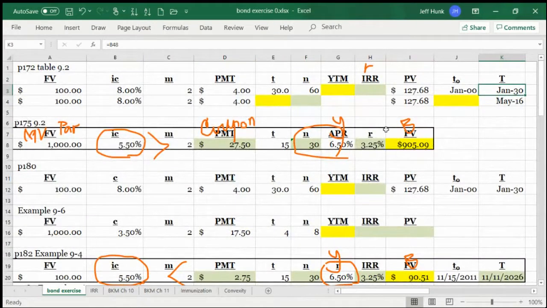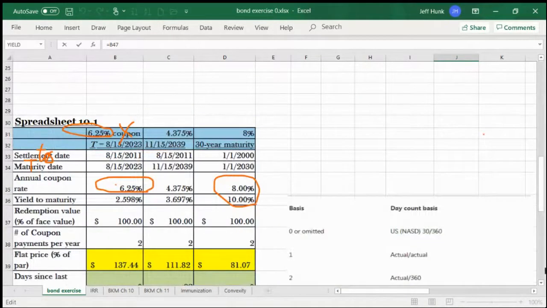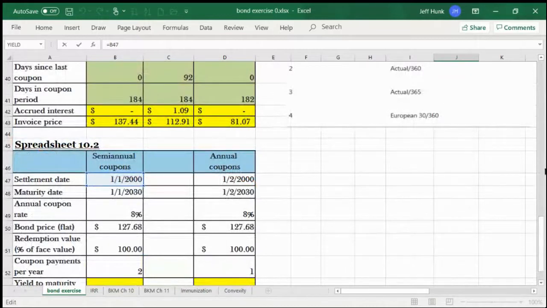Using just the rate function, okay? So I made all these changes to the first example that was hidden. So I linked the data, simply make it equal to B47, and it's going to reflect what's in B47, okay? And the settlement data as well.